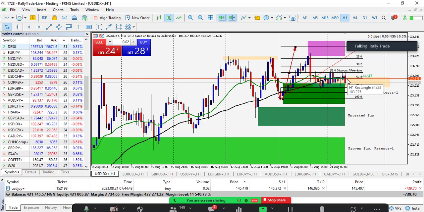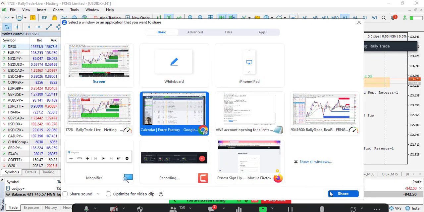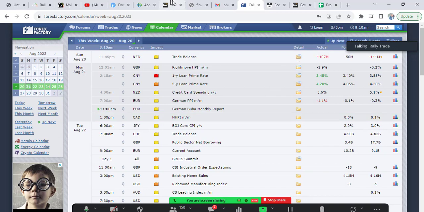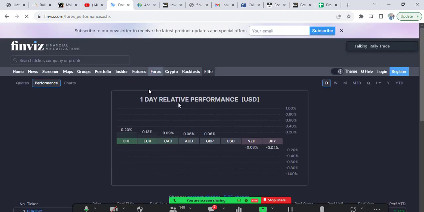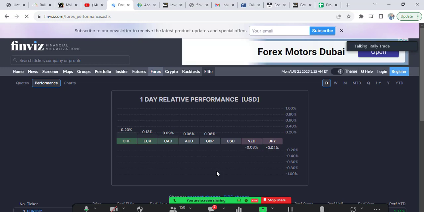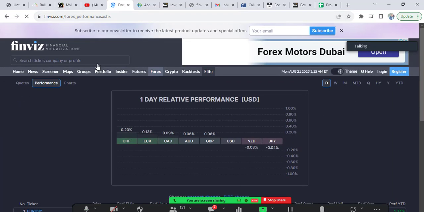Now for the scalpers in the room, just like I always do, I always like to look at this other website, Finviz, to confirm the strength of the dollar. You just get to this place by typing in your address bar www.finviz.com. Look at it here, finviz.com.